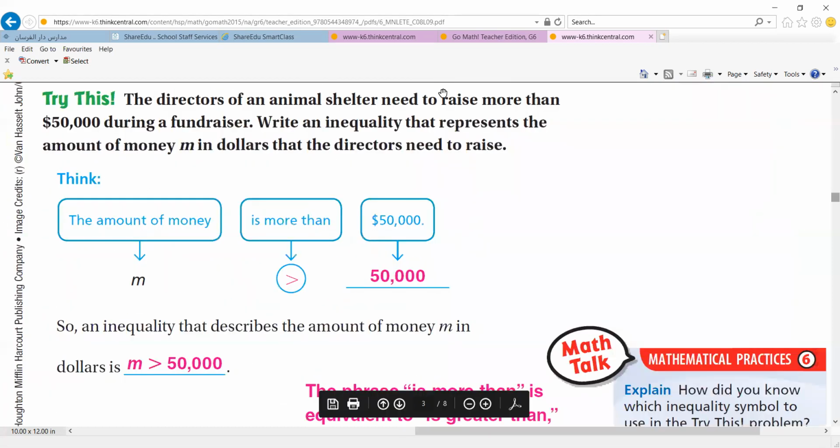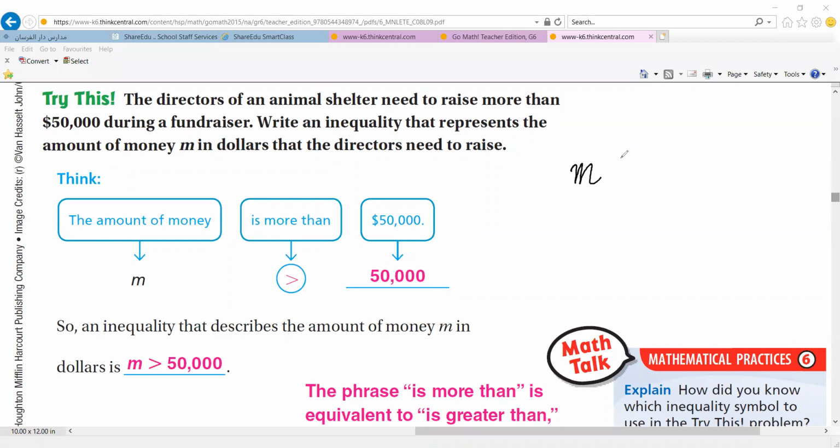Next. Ghalia, please can you read this out? The directors of an animal shelter need to raise more than $50,000 during a fundraiser. Write an inequality that represents the amount of money in dollars that the directors need to raise. Okay. So money has to be raised. That means it has to be more than.